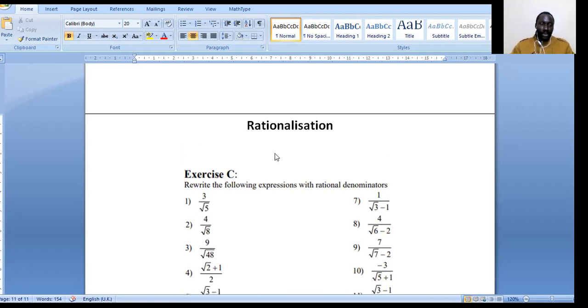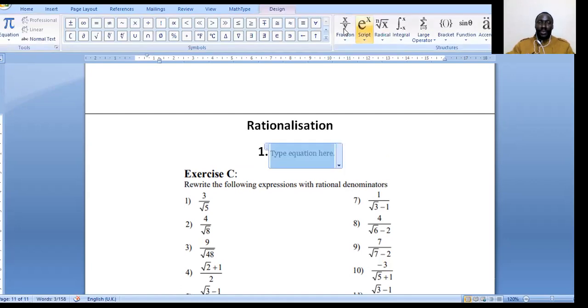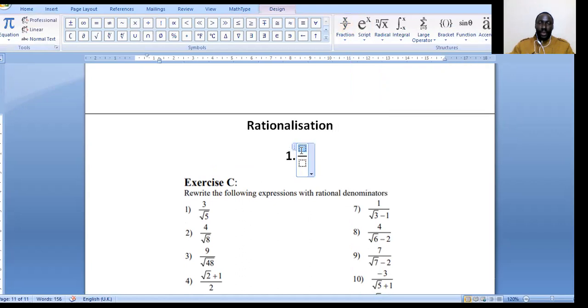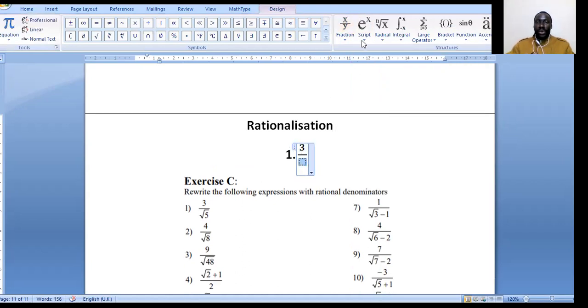Just put it up here, question 1. So we want to rationalize. What do we want to rationalize? We want to rationalize 3 divided by the square root of 5. That is what we want to rationalize. And how do we do this?